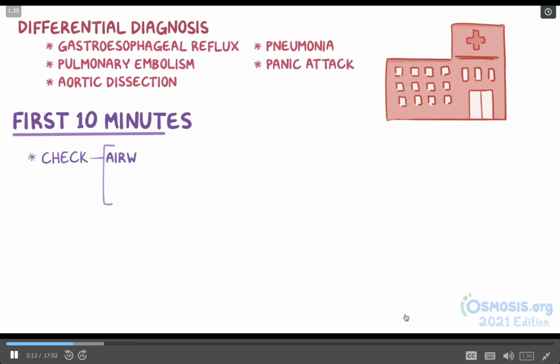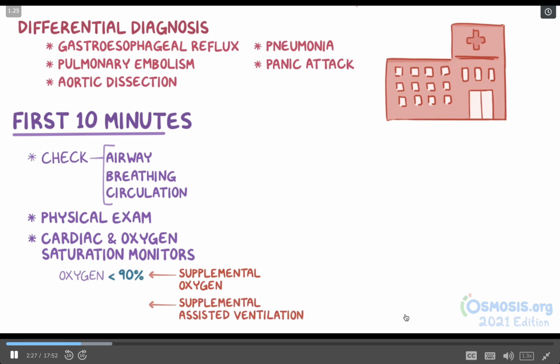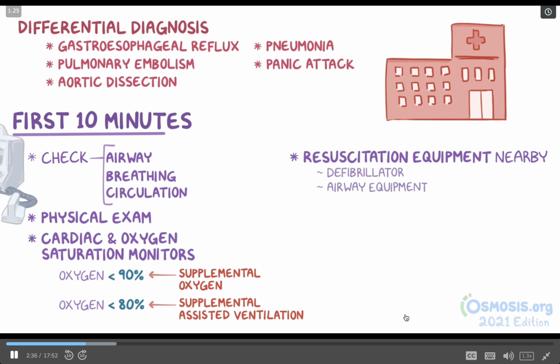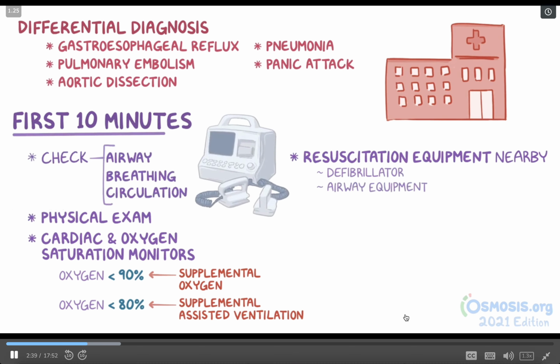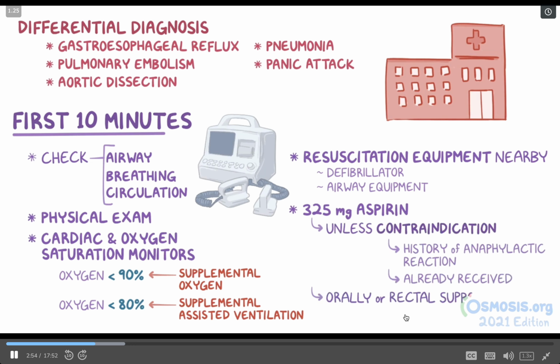The first step is to check the airway, breathing, and circulation, perform a quick physical exam, and attach cardiac and oxygen saturation monitors. And supplemental oxygen should be given if the oxygen level dips below 90%, and supplemental assisted ventilation should be given if the oxygen level dips below 80%. Emergency resuscitation equipment should be nearby, including a defibrillator and airway equipment, just in case the patient goes into cardiac arrest. All patients with suspected myocardial ischemia should be given 325 milligrams of aspirin, unless there's a contraindication, like a history of an anaphylactic reaction or if they've already received it. The aspirin can be given orally or as a rectal suppository.